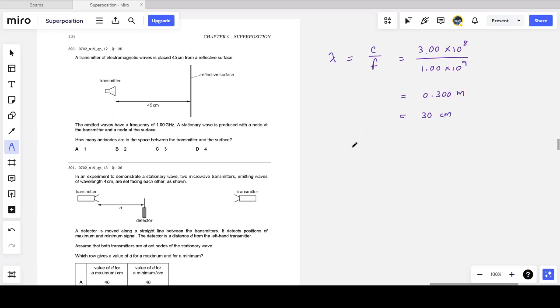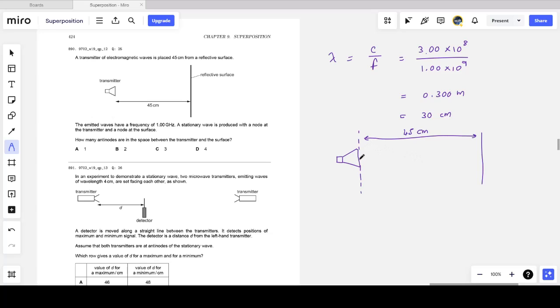So now that I have the wavelength, let me draw a picture, a depiction of what this would look like. So here's my speaker, and here's my reflective surface, and I have a distance of 45 centimeters from my speaker to the reflective surface. But my wavelength is 30 centimeters. So I actually have 1.5 waves in the space from speaker to reflective surface, but I have a node at the speaker and a node at the surface.